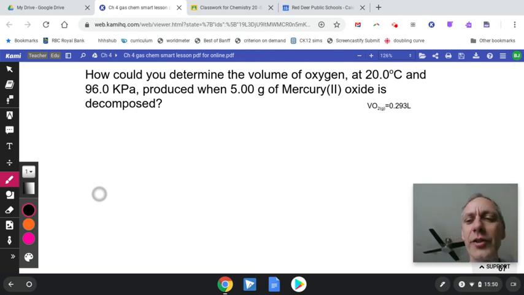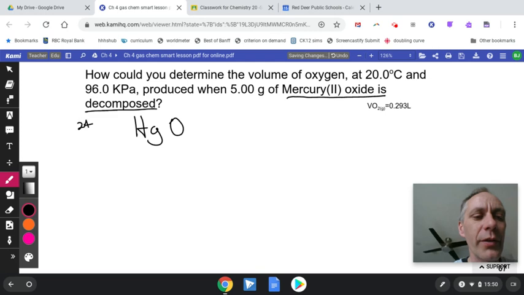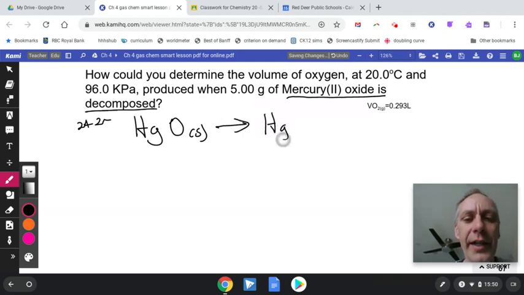Okay, how do we know this is a stoich problem? How do we know we need a balanced chemical equation? Because we have a chemical reaction. Mercury 2 oxide is decomposing. So mercury 2 oxide, Hg 2 plus, O 2 minus, makes HgO. So that's a 2 plus and a 2 minus, balance out. It's an ionic compound, so it's solid. It decomposes. Decomposing usually means into its elements. Elements would be mercury and oxygen, written as O2. Oxygen is a gas. Mercury is a liquid from the periodic table.